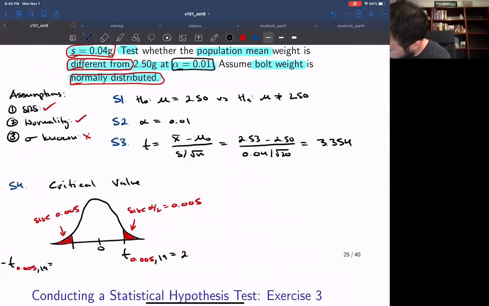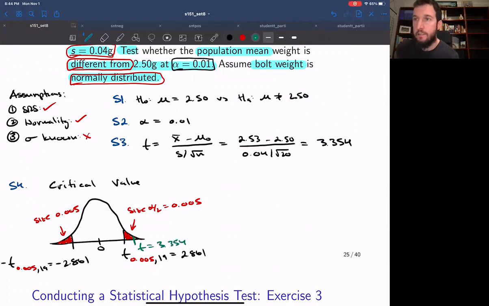So we have 2.861, negative 2.861. Then we take our test statistic, which is 3.354. You can see that this test statistic gets inside the rejection region on the upper tail. So 3.354 is bigger than 2.861. So therefore, we are inside the rejection region. So we would reject on the next step.